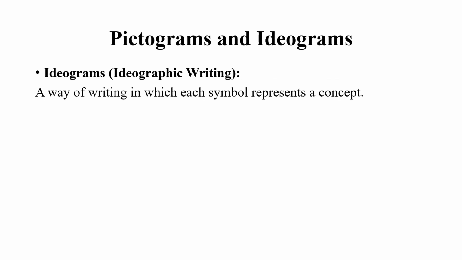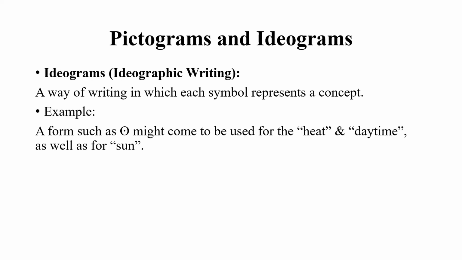So we actually interpret the images not as objects, but as symbols of the objects, with meanings associated with the symbol that may not be tied to the object. This leads us to the discussion of ideograms or idea writing. Ideographic writing refers to a way of writing in which each symbol represents a concept. For example, a form such as the one you can see might come to be used for heat and daytime as well as for sun.